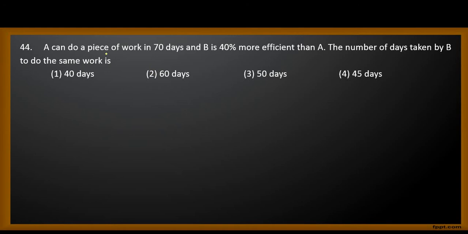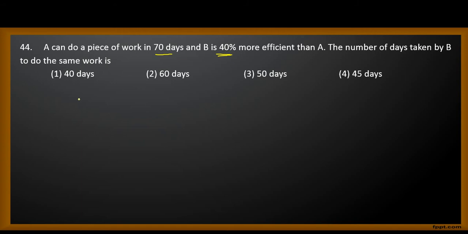A can do a piece of work in 70 days. B is 40% more efficient than A. The number of days taken by B to do the same work is? Now as I said, B is 40% more. 40% means 40 by 100, which on simplification gives 4 by 10. And he said 40% more efficient.